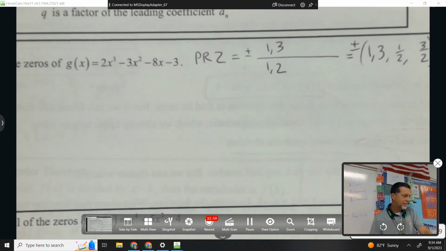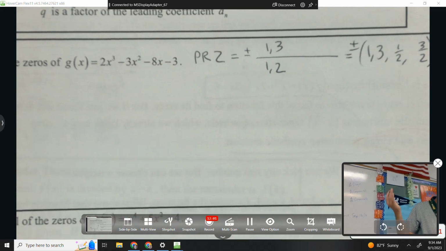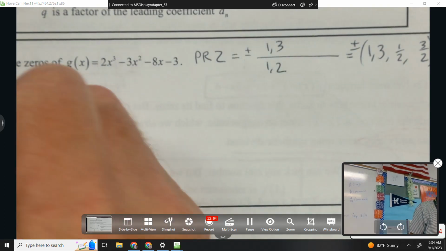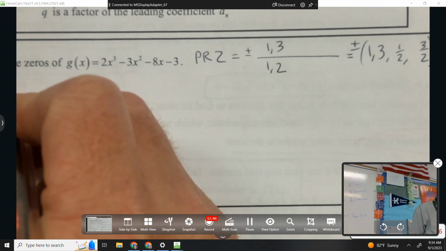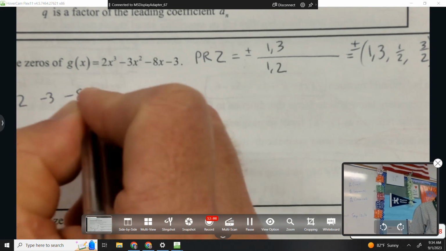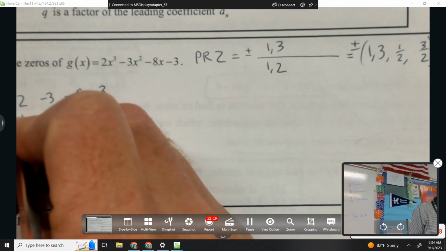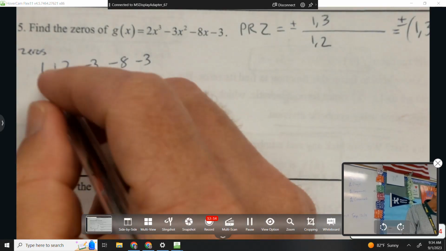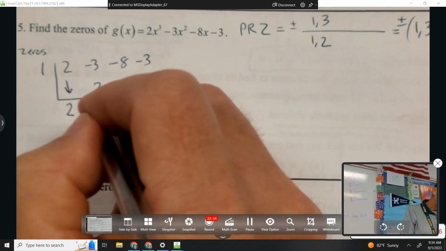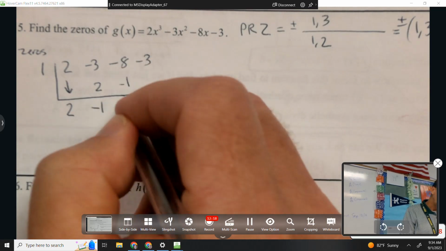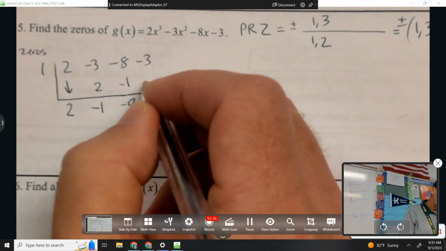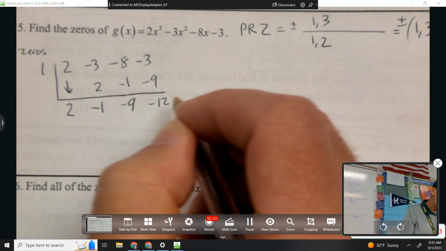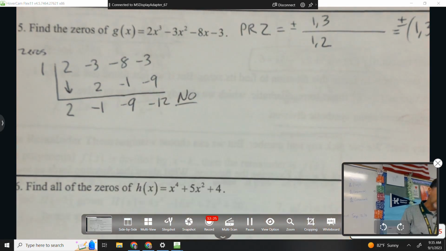Well, I don't know what to guess. So I'll guess 1, and we'll see what happens. Again, lots of synthetic division practice today. Bring down the 2, multiply, add, multiply, no. So negative 1's out.